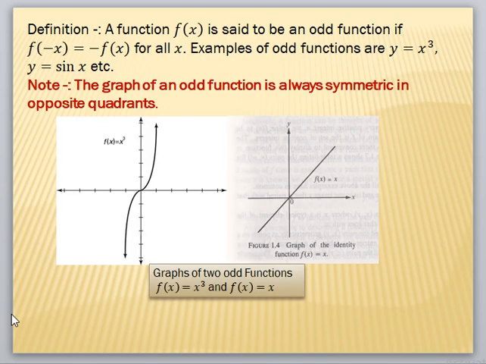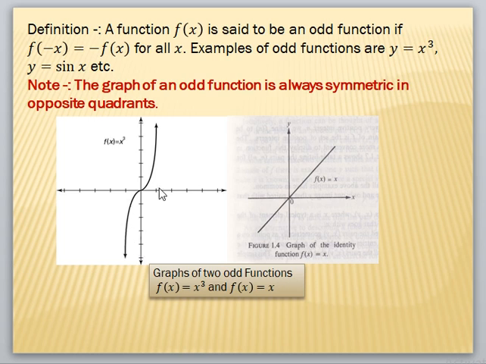Next, what is an odd function? Odd function means f(-x) is equal to minus of f(x). These are two examples of odd function. First one is, this is a graph of an odd function f(x) is equal to x cube.